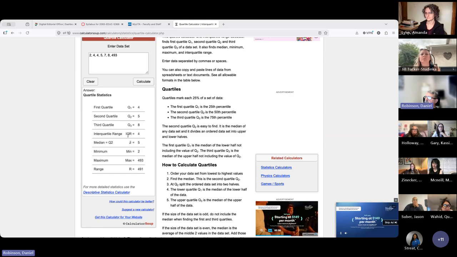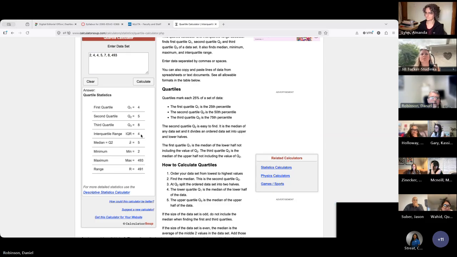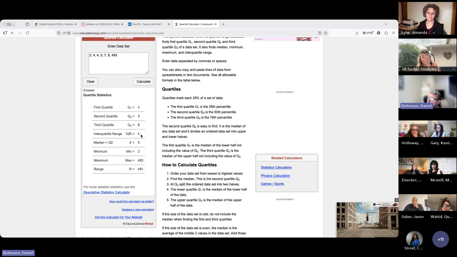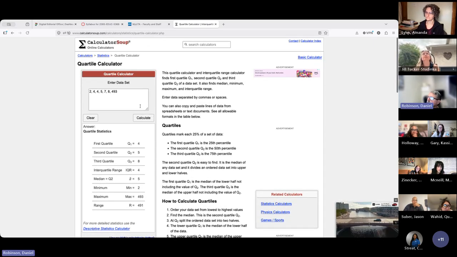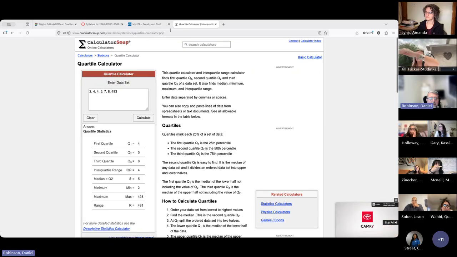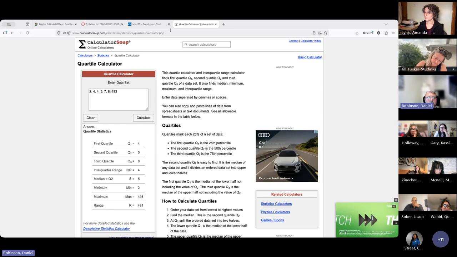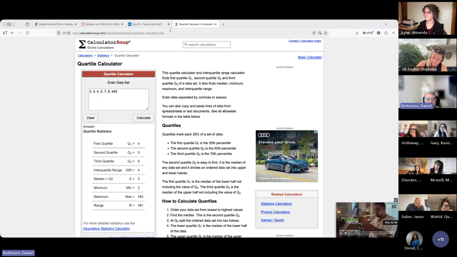And this doesn't give you the semi-interquartile range. Does anybody know how we might get the semi-interquartile range given the interquartile range? Divide by 2. Very good. And then it shows you the range here. So with these two things, calculator soup, the quartile calculator, and the Vassar Stats website for miscellanea and basic descriptive stats, that will allow you to do everything you need to do for test 1. That will allow you to answer all the practice problems correctly.